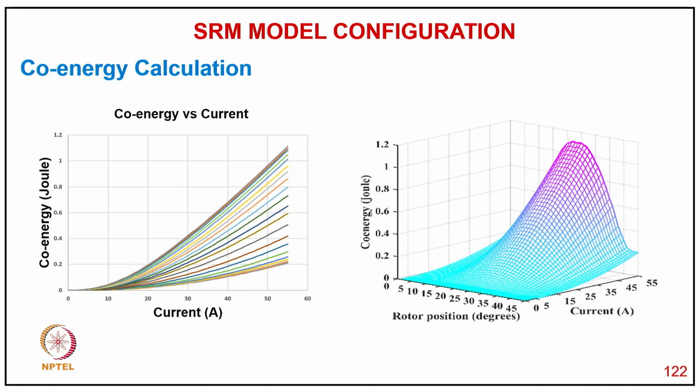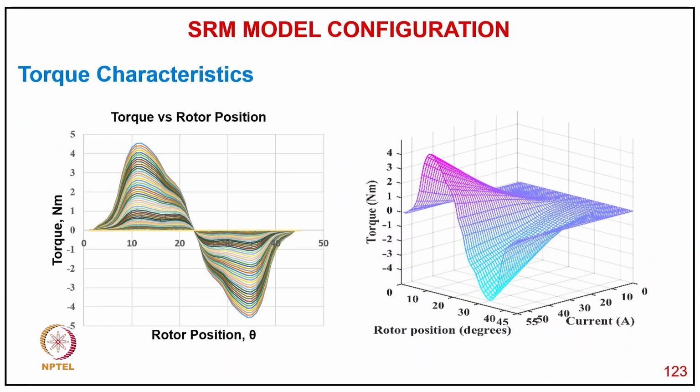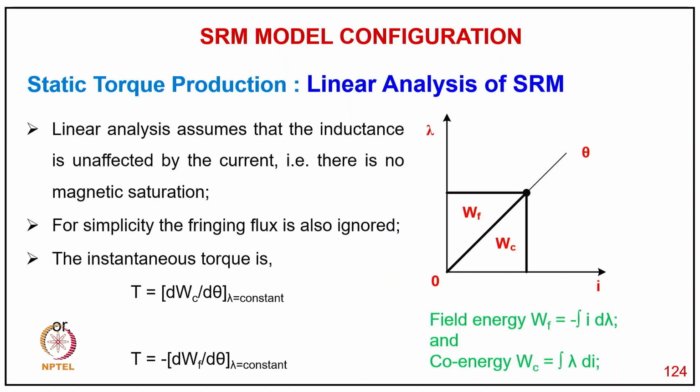Then you can have the co-energy in joules, also as a characteristic with the current, and the co-energy as a function of current and rotor position, at different rotor positions in 3D. From this you can calculate the torque and rotor position characteristic as shown, and of course the 3-dimensional characteristic as a function of position and current.